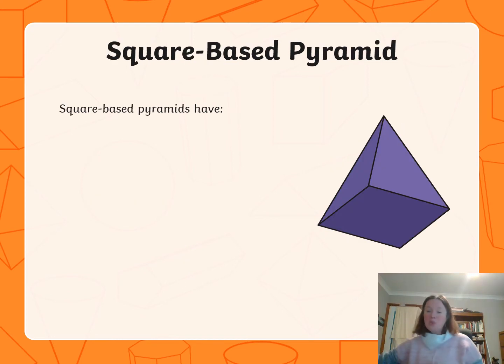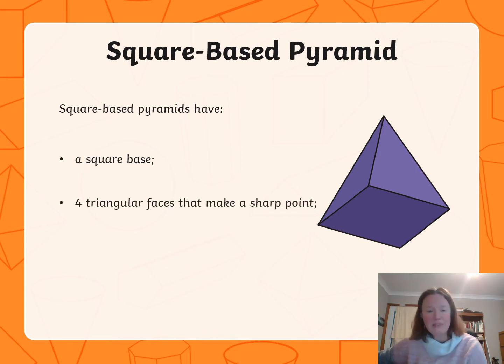Okay, square-based pyramid. Now, a square-based pyramid is something that some of us will be looking at later this week as well. It has a square base, does what it says on the tin, Primary 7. Okay, and it has 4 triangular faces that make up one sharp point. So there's 5 faces in total. That's 4 triangles, 1 square.